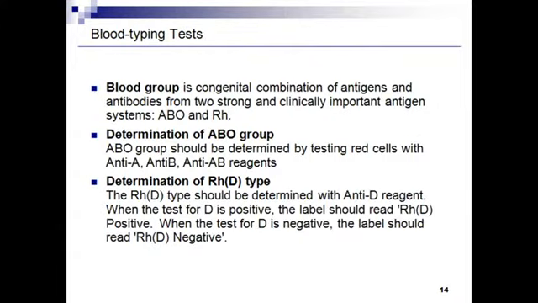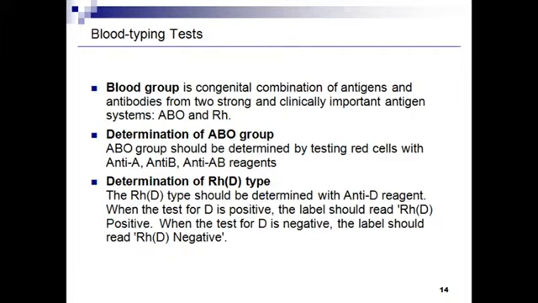Pre-transfusion testing of blood. Blood group is a congenital combination of antigens and antibodies from two strong and clinically important antigen systems, ABO and RH, the Rhesus system. ABO group should be determined by testing red cells with anti-A, anti-B and anti-AB reagents. We should use artificial monoclonal antibodies for typing of erythrocytes.